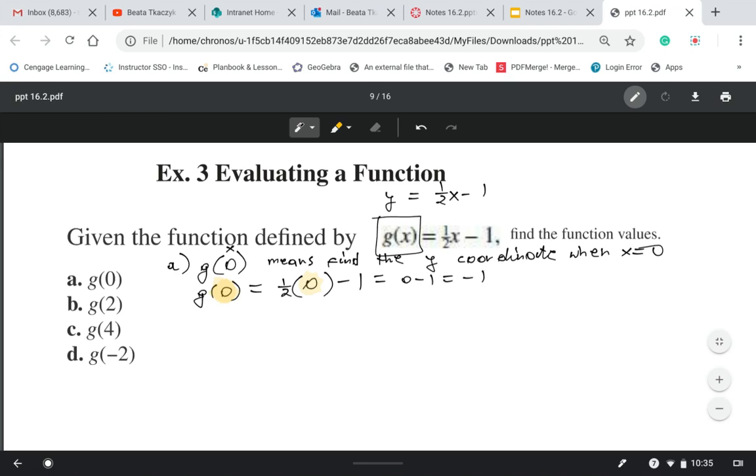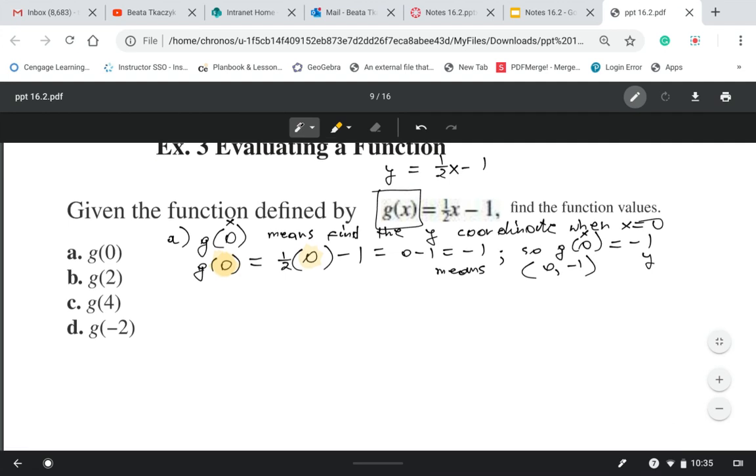So we evaluate the function. So you can put it that way. So g of 0 is equal -1, means that we have a point, again, x comma y, so this is 0, and this is y. We have a point 0 comma -1.